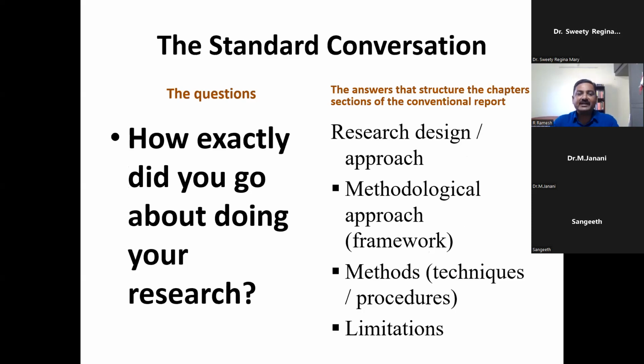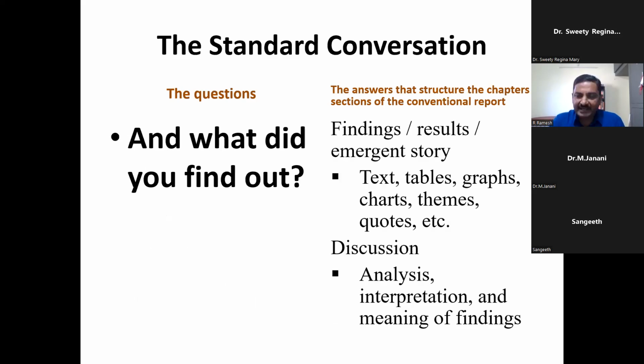And then, how exactly do you go about doing this? Yes, I understand, but how exactly do you go about doing this? That is where we explain the research design, methodological approach, or the framework, methods, techniques, procedures, and the scope, limitations. All these we explain. So how exactly you go about doing your research? And then, what did you find out finally? Oh, it's over. You completed your research. Okay, fine. What did you find out finally?